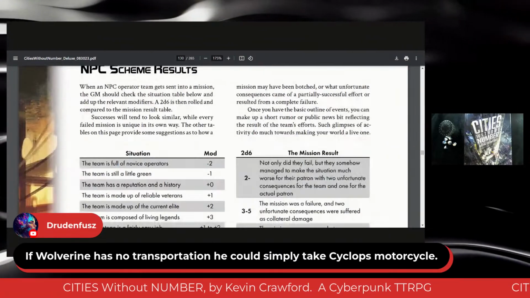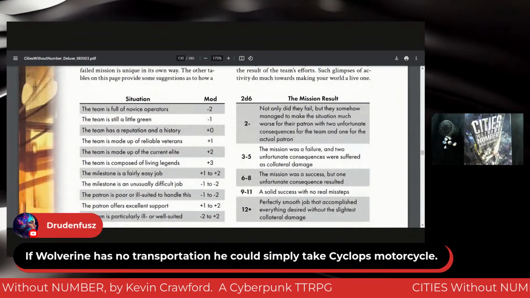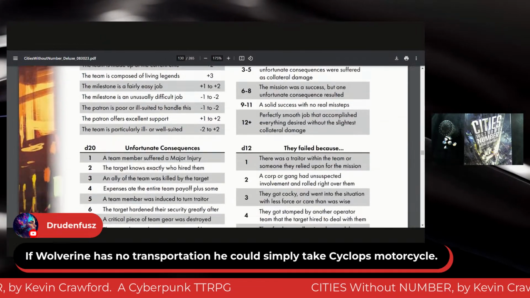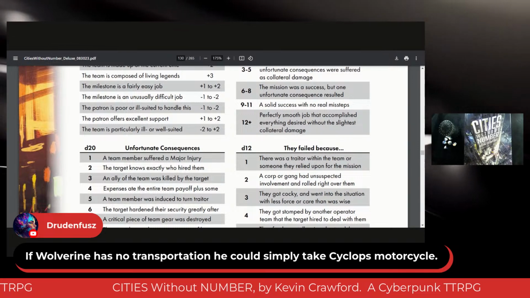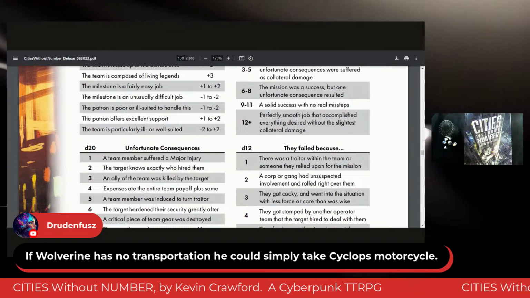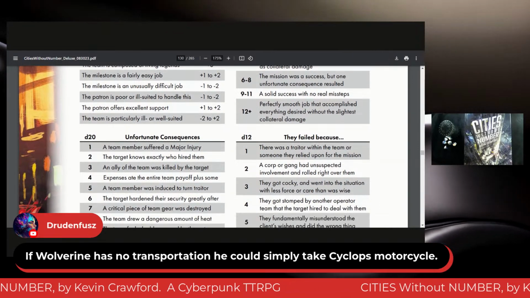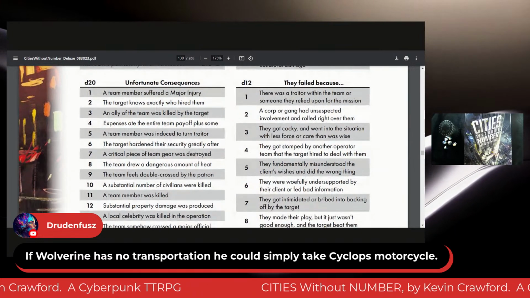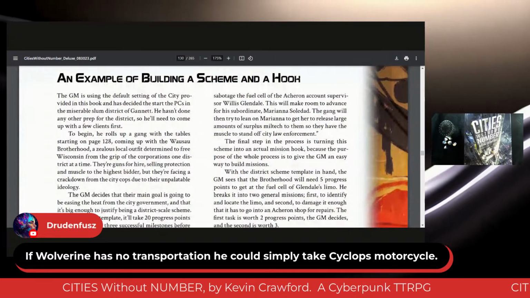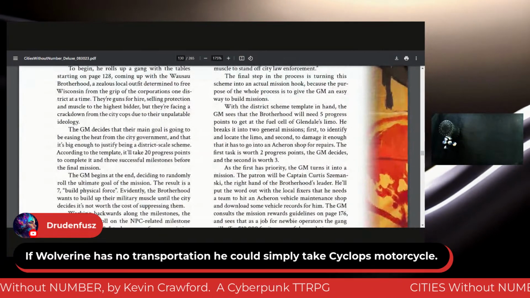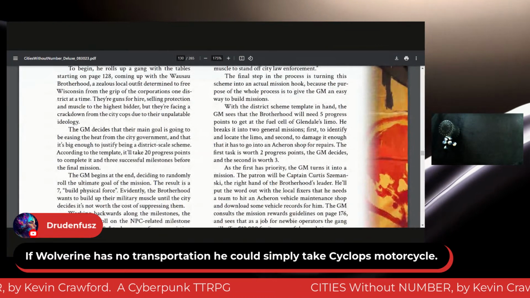NPC scheme results, such as adding or subtracting the numbers. And like I said, like clocks, it's the same thing for milestones and whatnot. Unfortunate consequences, they failed because of whatever reasoning. And here's an example of building a plot and hook. But we're going to even go past that.